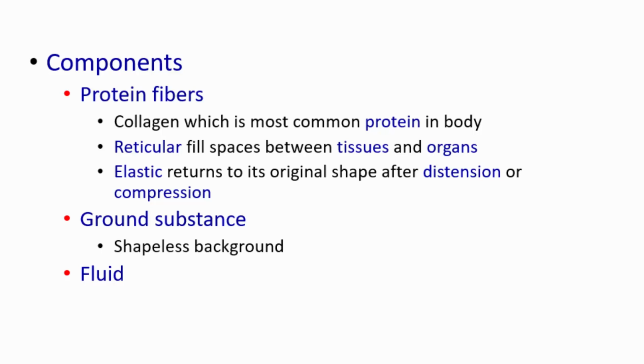And then the ground substance is going to be the shapeless background. And again, that shapeless background can be liquid. It could be kind of almost like a gel. It can be solid, like bone. And it can also, like I said, be fluid in the case of blood.